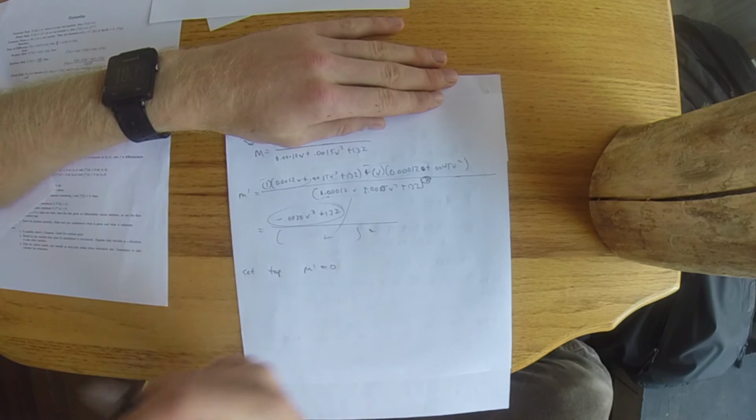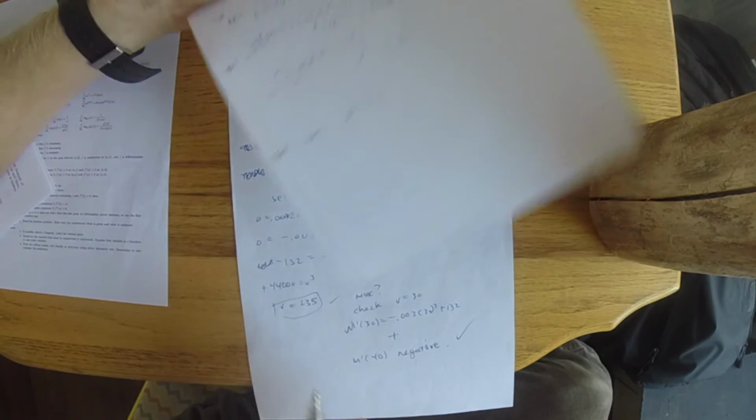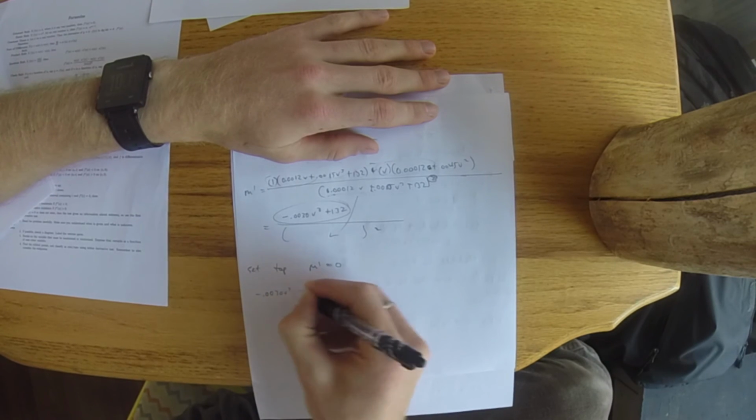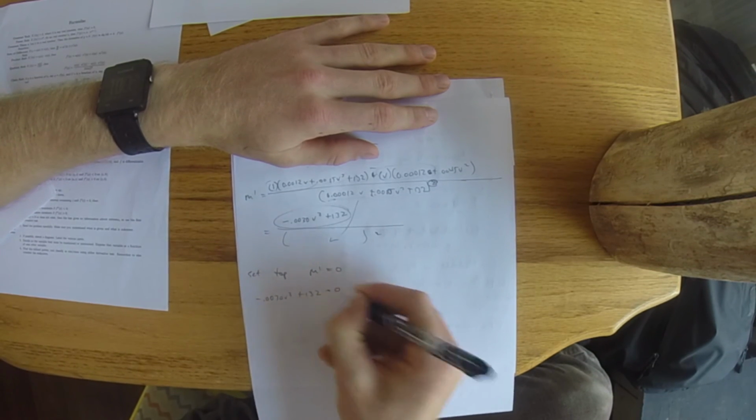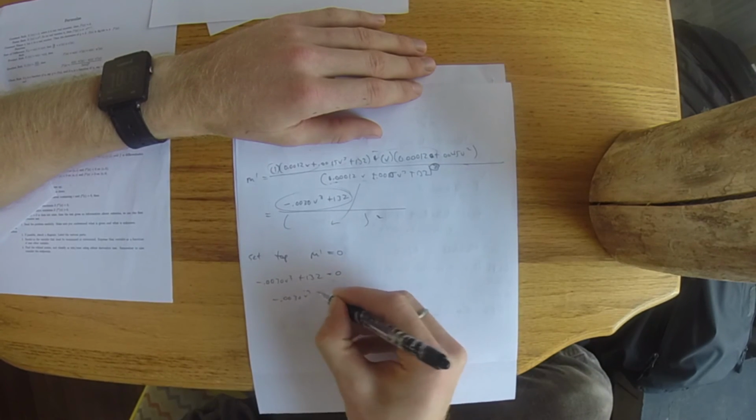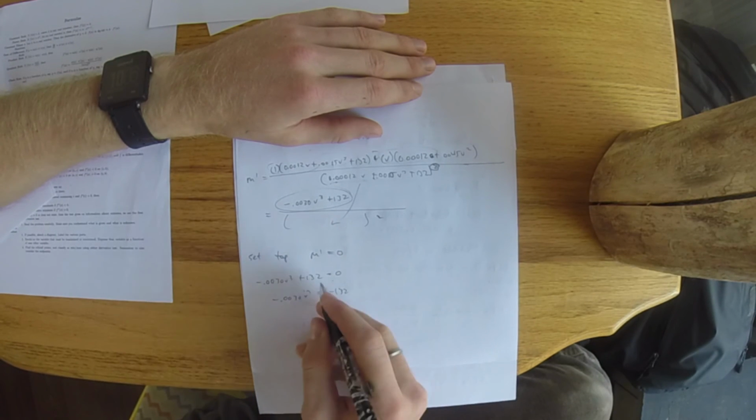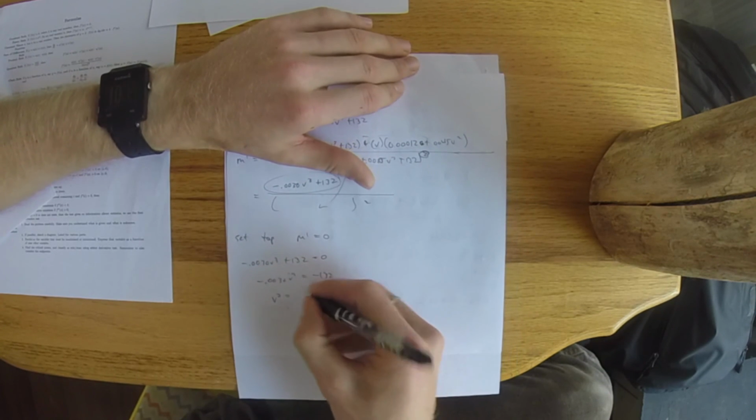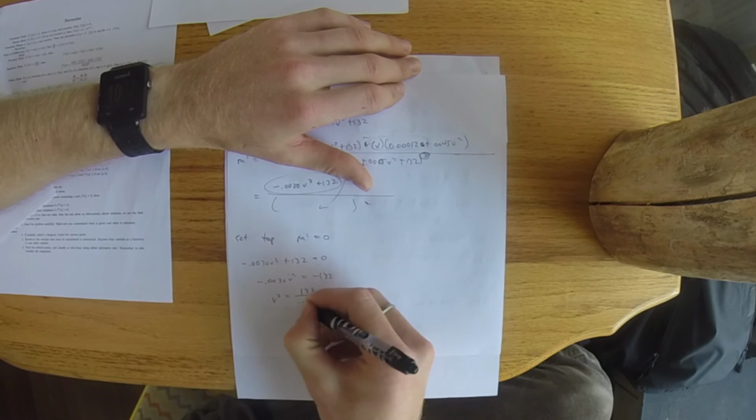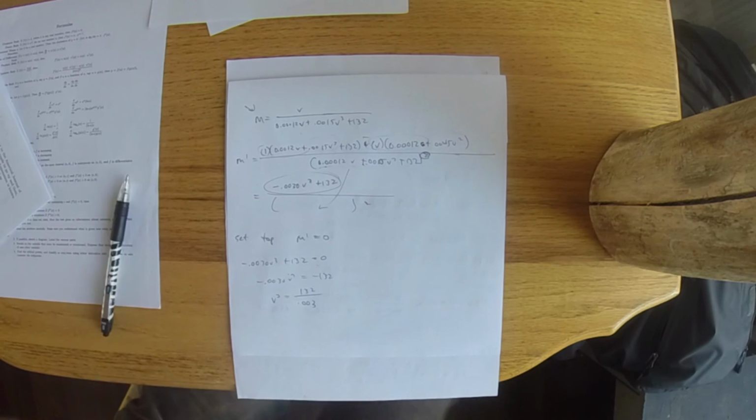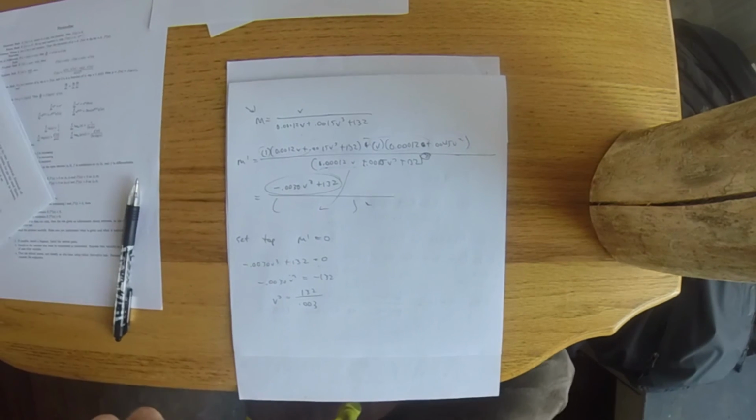So we're going to have minus 0.0030 V cubed plus 132 equal to 0. I'll subtract the 132. So minus 0.003 V cubed equals minus 132. Now we're going to divide, so we're going to have V cubed equals 132 over 0.003. We'll have to go ahead and do this part on a calculator.